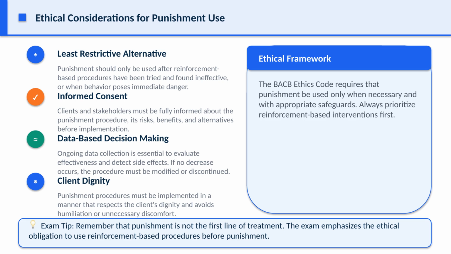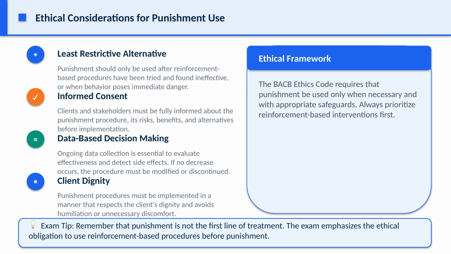Punishment must be the least restrictive alternative, meaning you only turn to it after reinforcement-based procedures have failed or when a behavior poses immediate danger. You must secure informed consent, fully explaining risks, benefits, and alternatives to clients and stakeholders. Data-based decision-making is non-negotiable. Ongoing collection tracks effectiveness and side effects. If no decrease occurs, modify or discontinue the procedure.